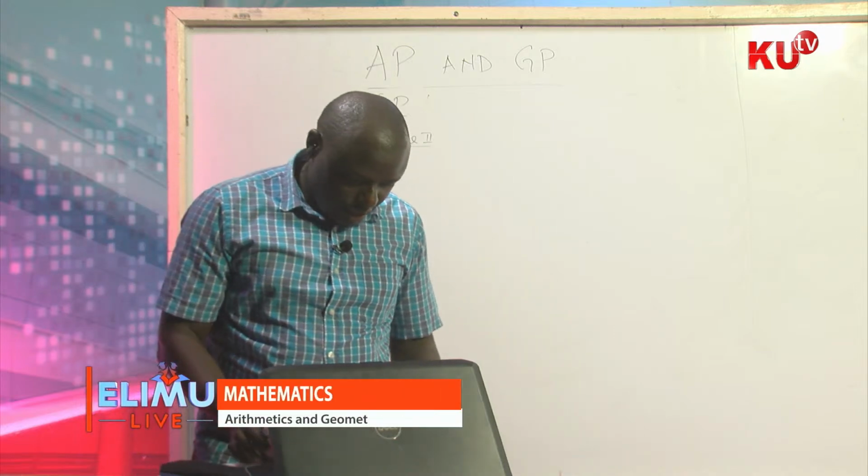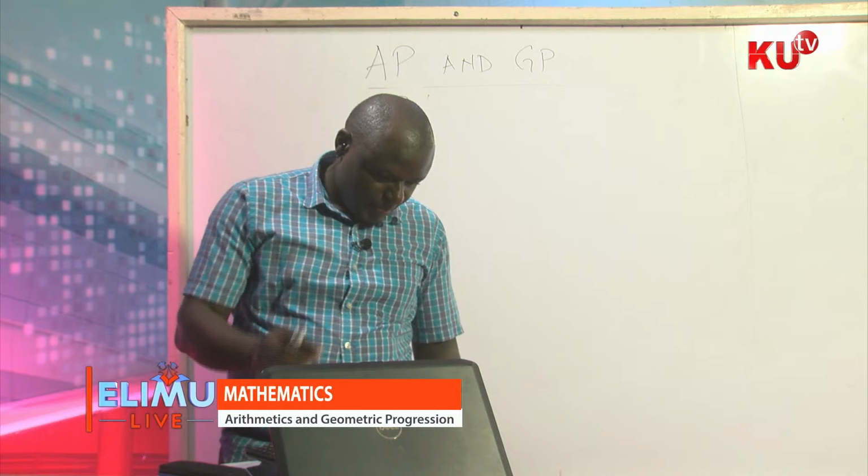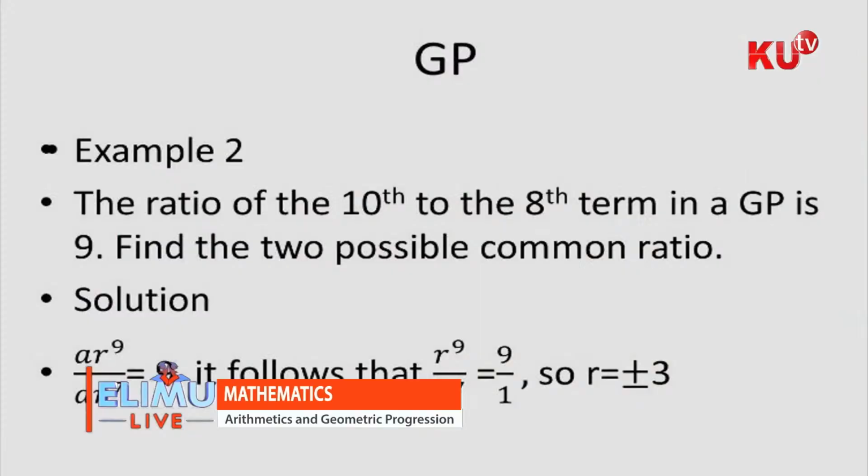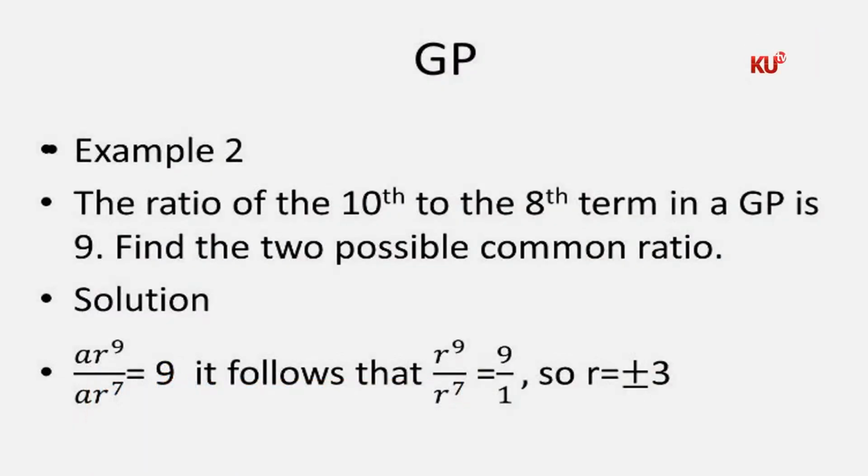I want us to consider a set of data. It is well provided for us. The ratio of the 10th to the 8th term in a GP is 9. A very good question. These are the kind of questions they will always bring for you at the exam. They are telling us the ratio of the 10th to the 8th term of a GP is 9.